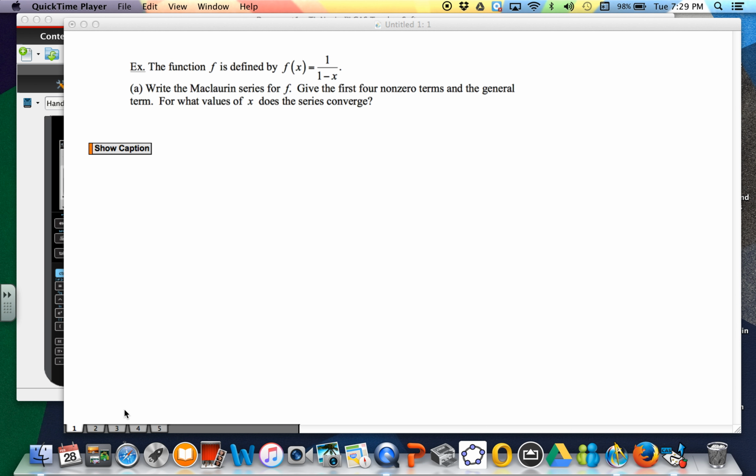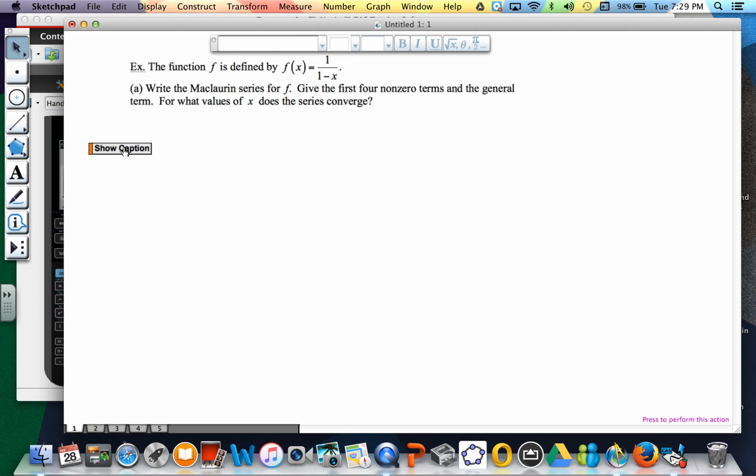All right, the function f is defined by f of x is equal to 1 divided by 1 minus x. You're supposed to write the Maclaurin series for f, give the first four non-zero terms and general term. For what value of x does the series converge? Well, there you go. We talked about that in class, and our interval of convergence is due to it being a geometric series.